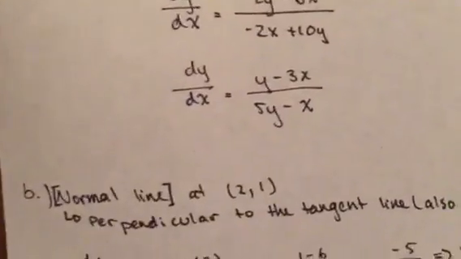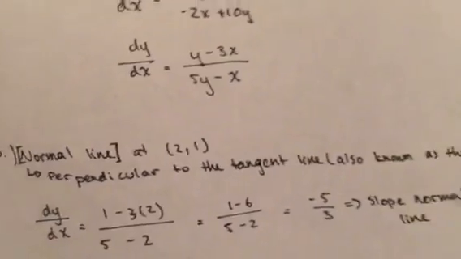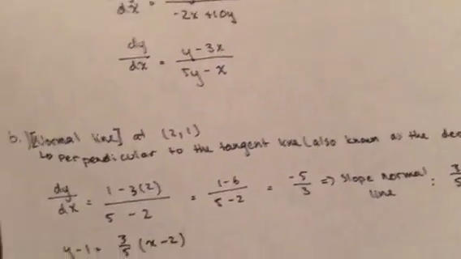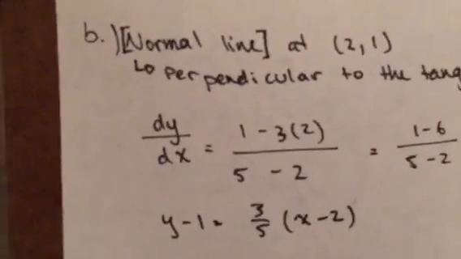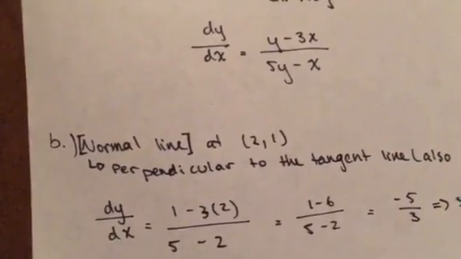The next part is to find the normal line at the point 2, 1. So the normal line is perpendicular to the tangent line, which is also known as the derivative. So we know the equation for the derivative is y minus 3x over 5y minus x.